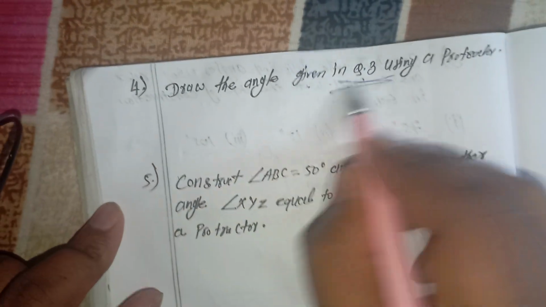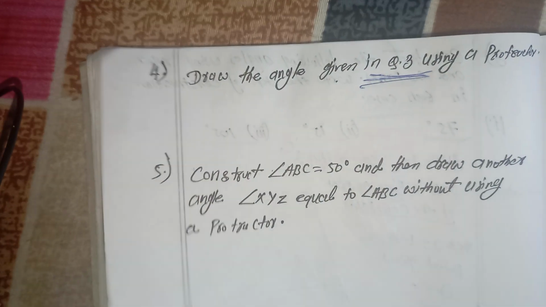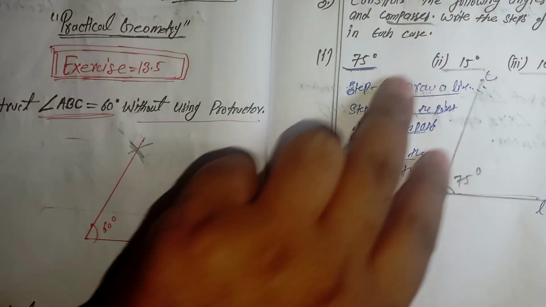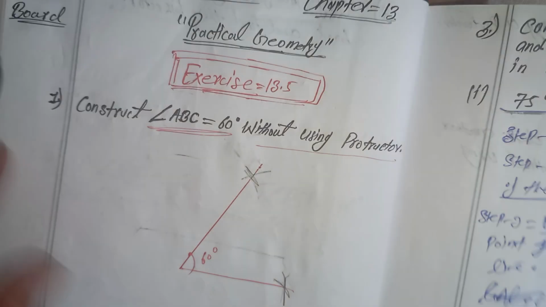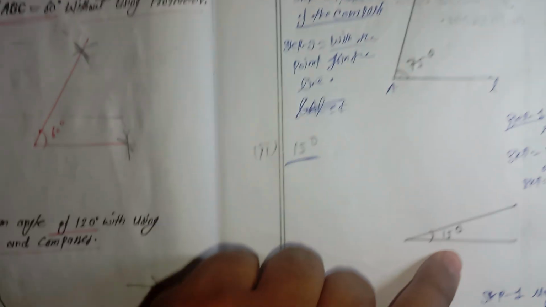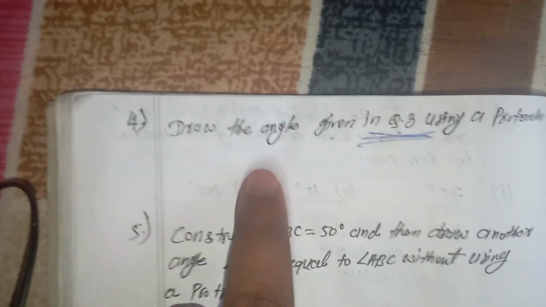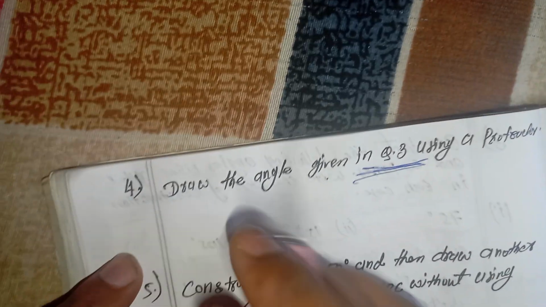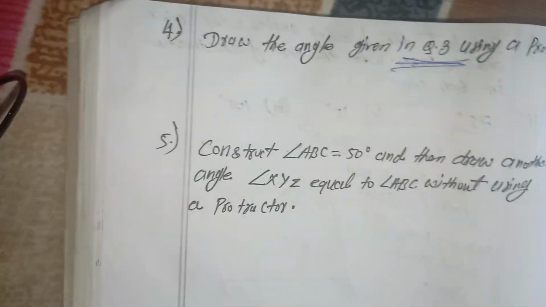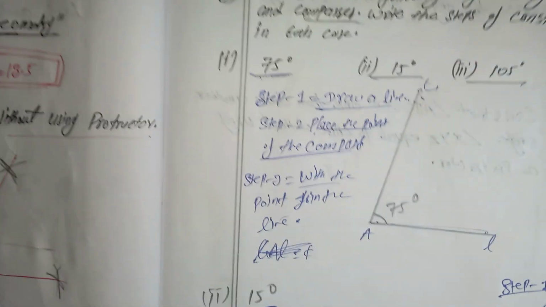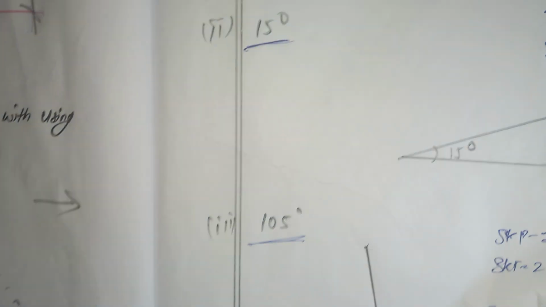So in question number 4, whatever angles we did in question number 3, you can draw all of them. You can just copy those angles and paste them here. You can draw easily, so that's why I'm leaving this. Here you see the 75 degree angle, 15 degree angle, 105 degree angle. Draw all these angles here, the same as they are. That's why I'm leaving this fourth question. Is it clear? So let's talk about the next question.